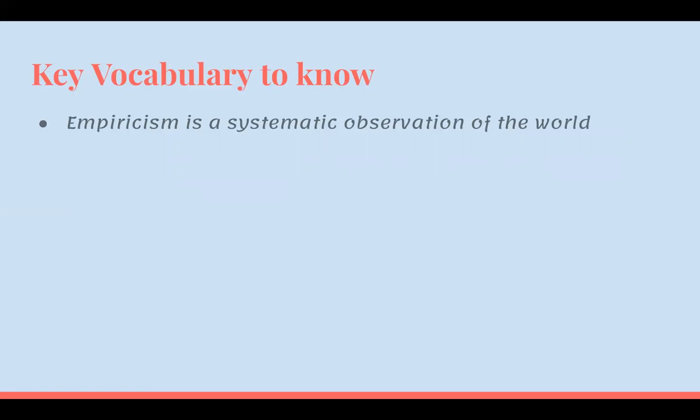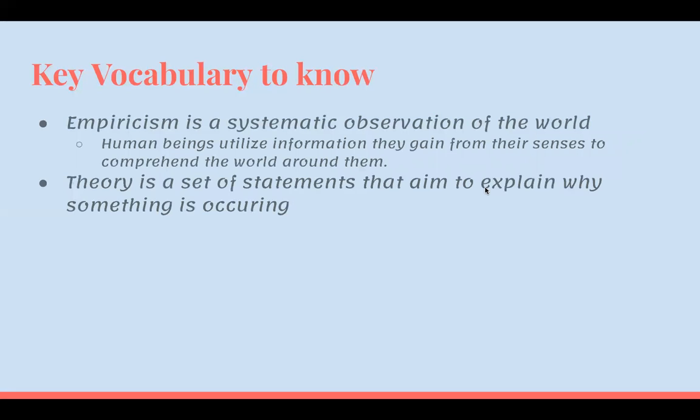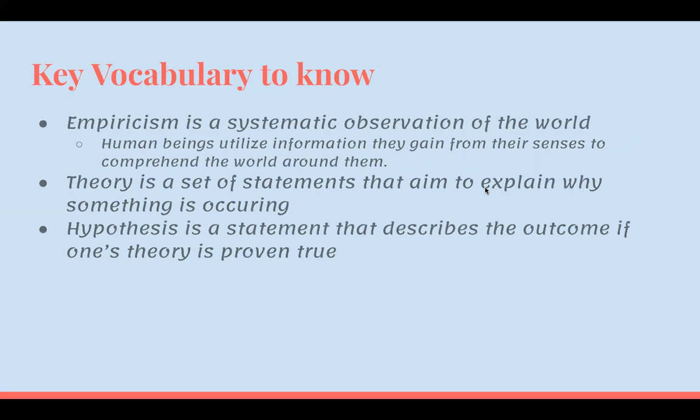Additionally, it's important to note the difference between a theory and a hypothesis. A theory is a set of statements that aim to explain why something is occurring, while a hypothesis is a statement that describes the outcome if one's theory is proven true. In that same area, it is important to know that data is a set of observations.